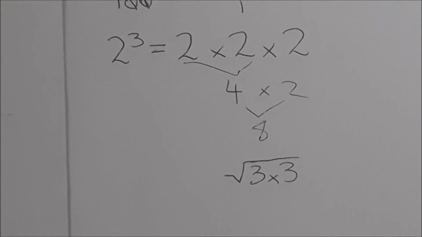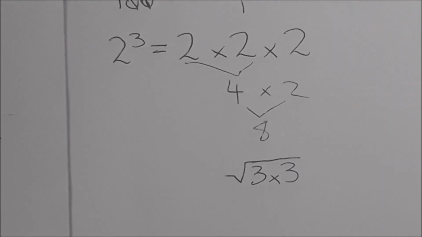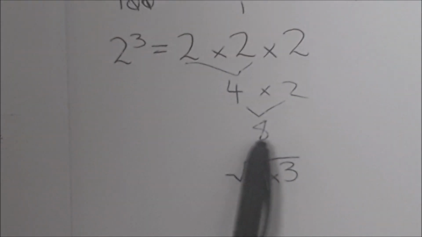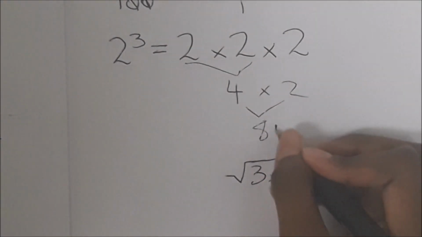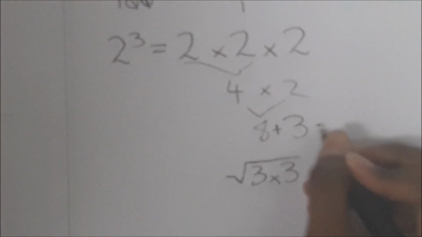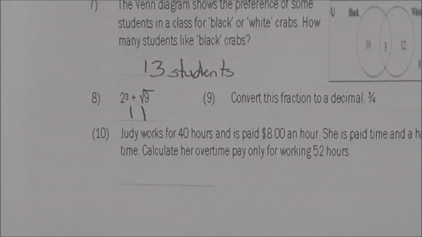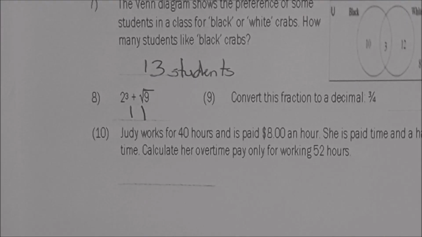So what 2 numbers would you add? Do it over here first. What's 2 to the power 3? 8. So 8 plus 3. Your answer? 11. Put the answer in. Okay, so she had to work out 2 to the power 3, which is 8, and then the square root of 9, which is 3. 8 plus 3 is 11.